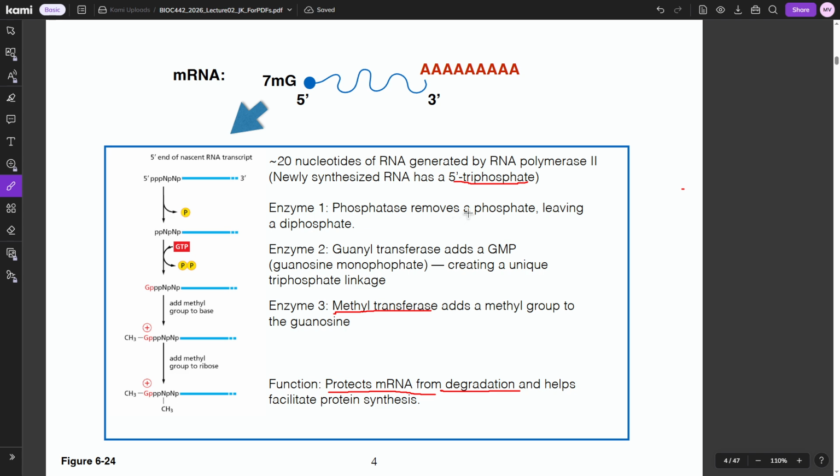So the things I'd probably memorize from this are: you have a 5' triphosphate, use a phosphatase, then use a guanyl transferase to add a GMP, and then use a methyl transferase to add the methyls that protect it.